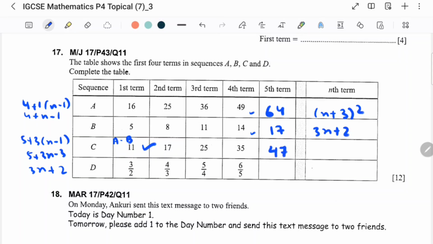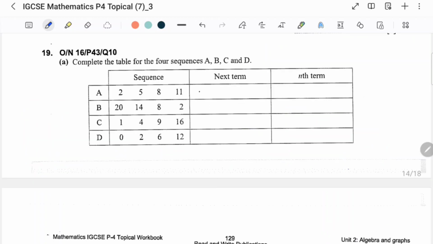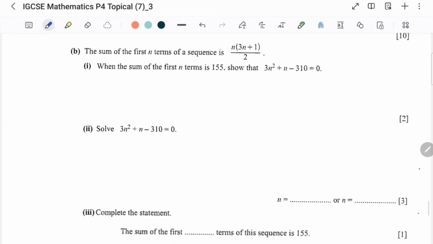If it is a minus b, so a is n plus 3 whole square minus b is 3n plus 2. Alright, so 2 over 3, 3 over 4, 4 over 5, 5 over 6, 6 over 7. Both are linear, so that is 3, 4, 5, 6, 7 and 2, 3, 4, 5, 6. Linear sequence n plus 2 upon n plus 1. I hope you know how to do it. I think the rest of the questions you can do.